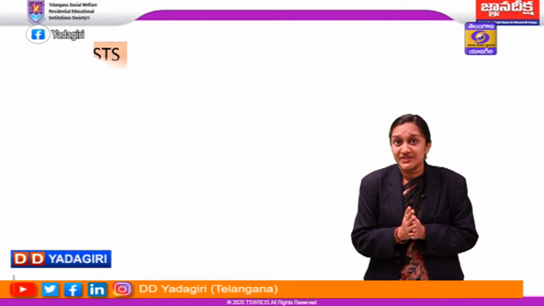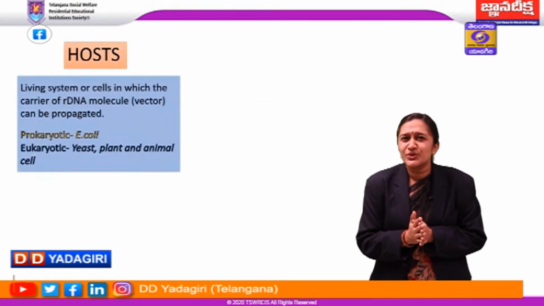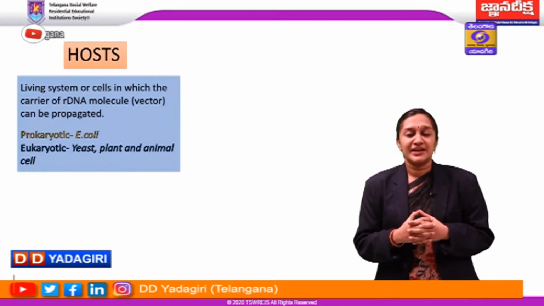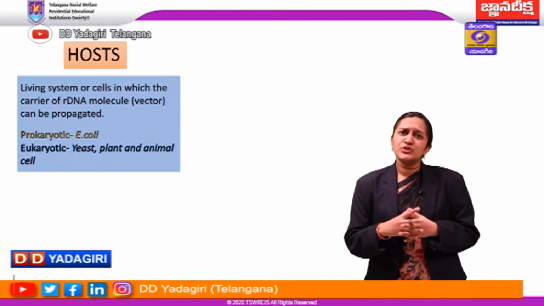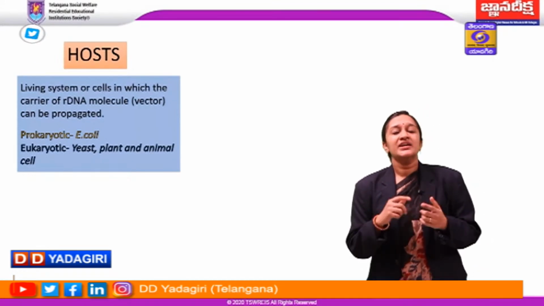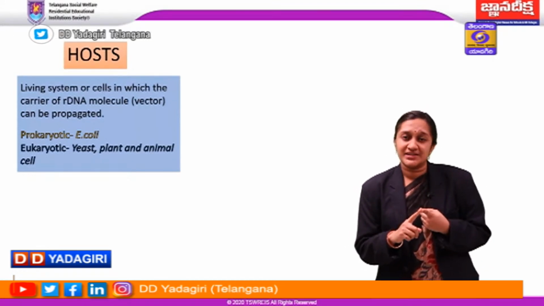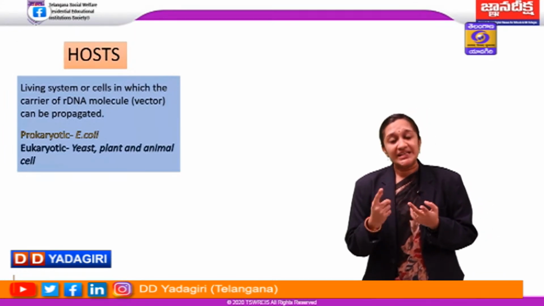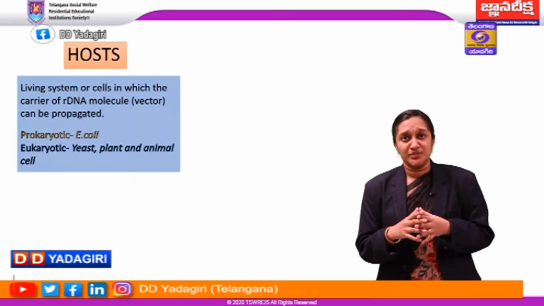Moving on to the host cells. What are the hosts? Hosts are the living cells in which your recombinant DNA can be propagated. Mostly there are two important types of hosts used in recombinant DNA technology. One is prokaryotes like bacteria, specifically E. coli, and the other is eukaryotes like yeast, plant cells and animal cells.